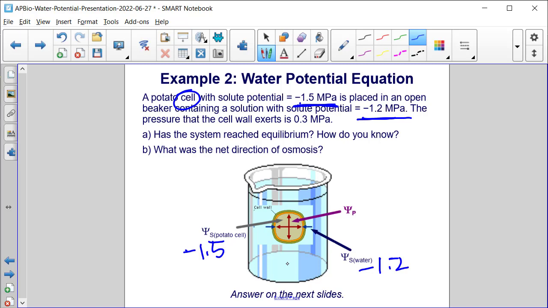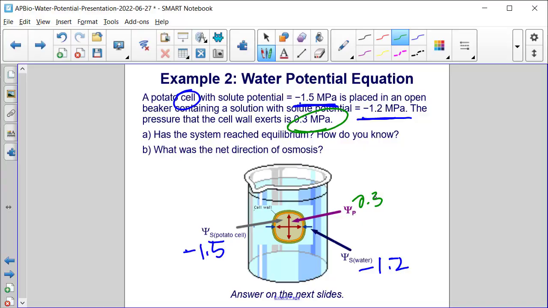But we've talked in previous questions about how we can't just look at the amount of dissolved solute to determine the direction of the water flow. We also have to look at the pressure potential. How much pressure is the cell wall exerting? And it's the combination of those two things that helps us to determine the overall water potential. So we're being told that the cell wall, given by these blue arrows pushing outward, is exerting a pressure equal to 0.3 megapascals.